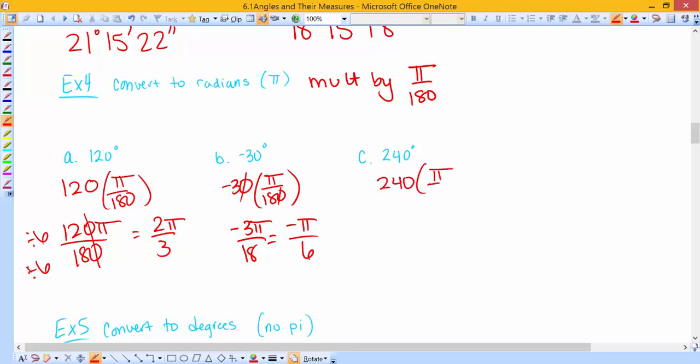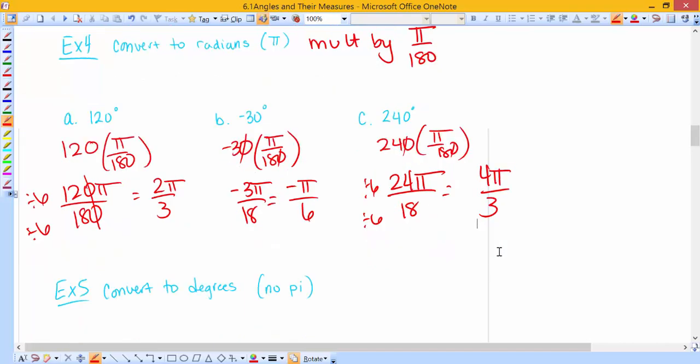240 times pi over 180. I'm going to cancel the zeros again. I get 24 pi over 18. I can divide by 6, and I get 4 pi over 3. I know that was quick. If you need to watch it again, watch it again.